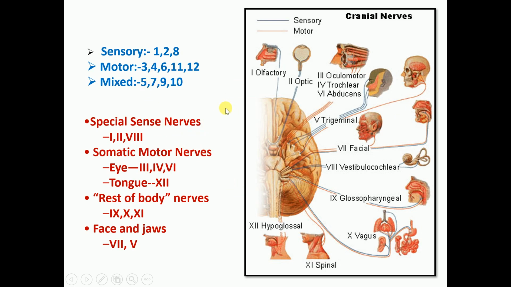So out of the 12 pair of cranial nerves, first, second and 8th are purely sensory. Cranial nerve 3, 4, 6, 11 and 12 are purely motor. While cranial nerve 5, 7, 9 and 10 are mixed, meaning having both motor fibers as well as sensory fibers. This diagram showing the cranial nerves.